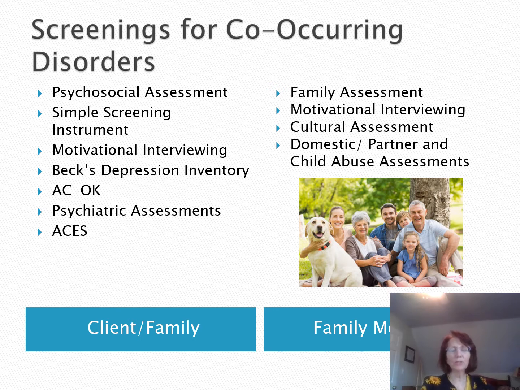So we're going to learn about screening for co-occurring disorders with the client and the family, and then with the family themselves. So for the client, we use a psychological assessment tool. We use an SSI, or simple screening instrument. We use motivational interviewing, Beck's depression, ACOK, and psychiatric assessments for psychiatrists, and the ACEs. And then for the families, we do a simple family assessment, use motivational interviewing, cultural assessments, domestic partner and child abuse assessments if necessary.